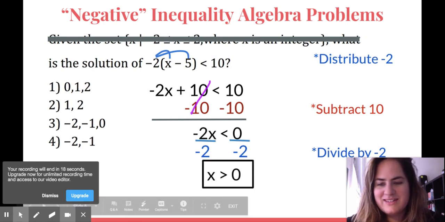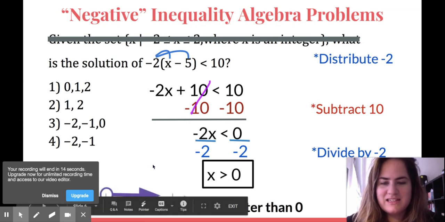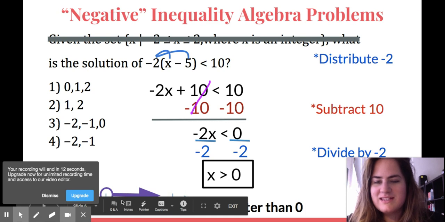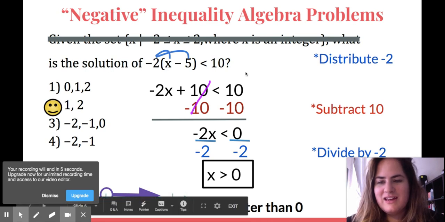So look at my choices. I'm looking for numbers that are actually greater than 0, which really means 1, 2, 3, 4. So I eliminate choice 1, I go with choice 2, and that's how you solve negative inequalities.